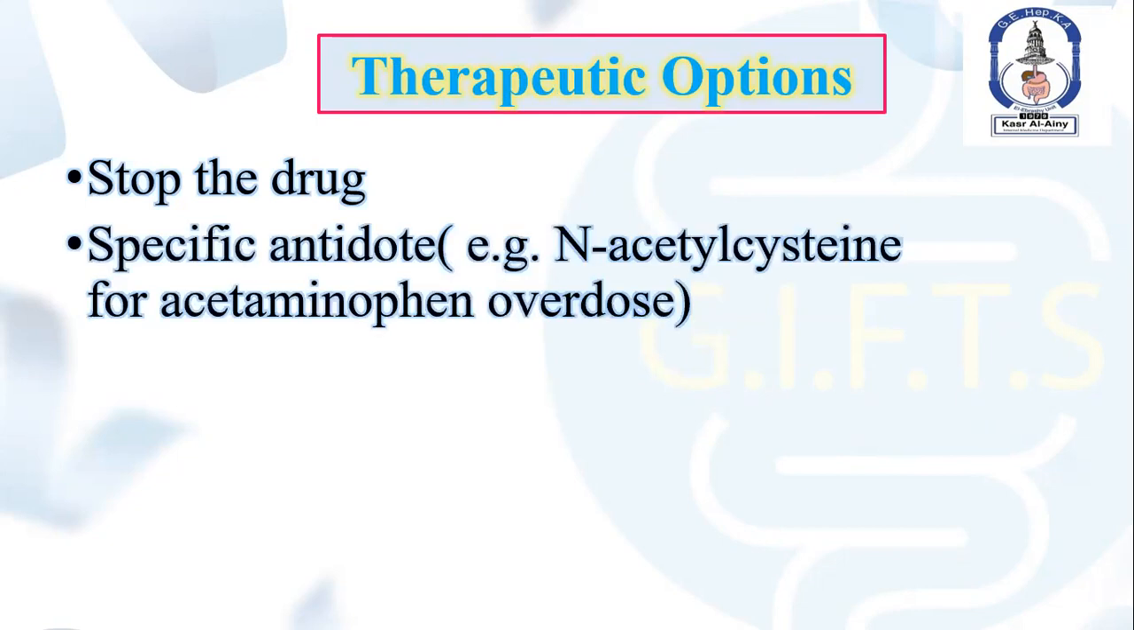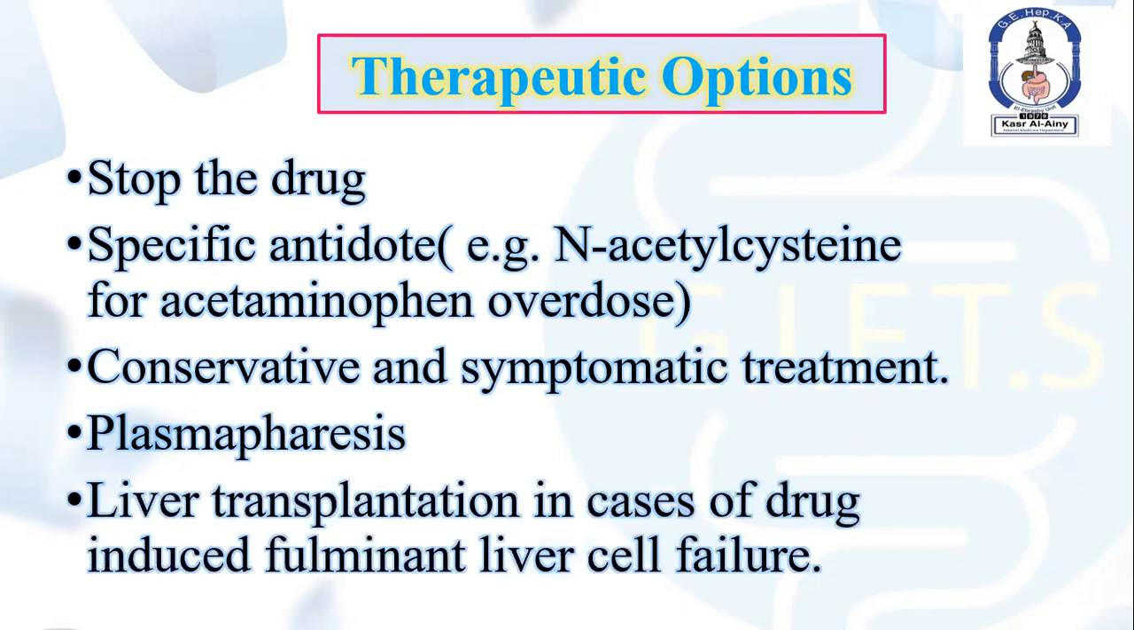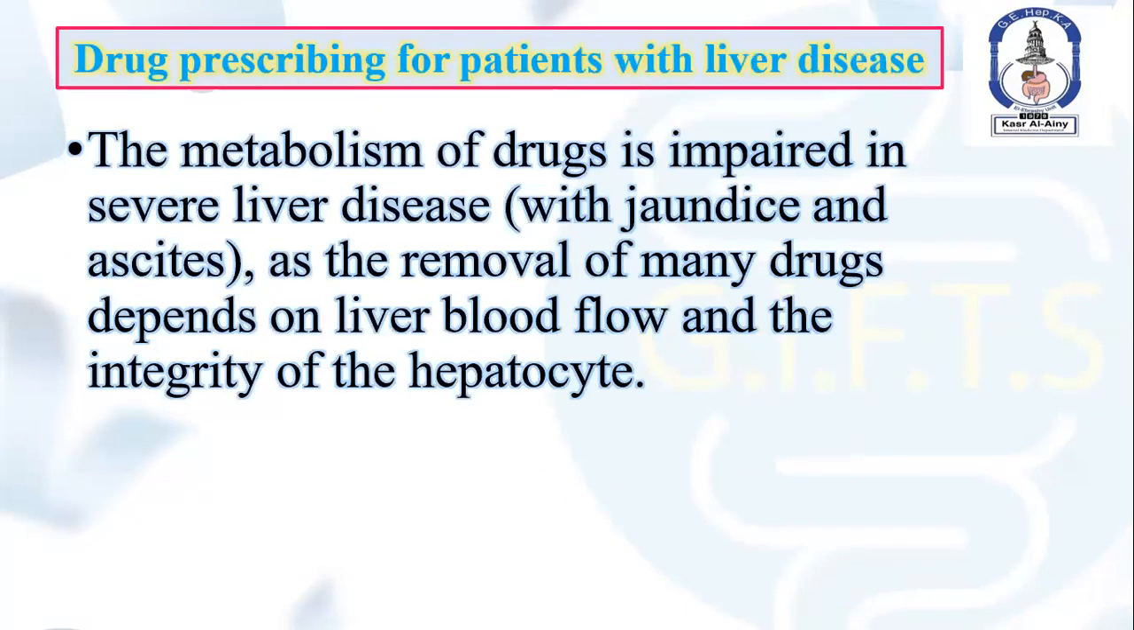Therapeutic options: of course, stop the drug. A specific antidote, like in cases of acetaminophen, paracetamol, is N-acetylcysteine. Conservative and symptomatic treatment, and plasmapheresis sometimes in severe forms, like patients with fulminant hepatic failure. Liver transplantation sometimes will be needed in cases of fulminant liver cell failure.